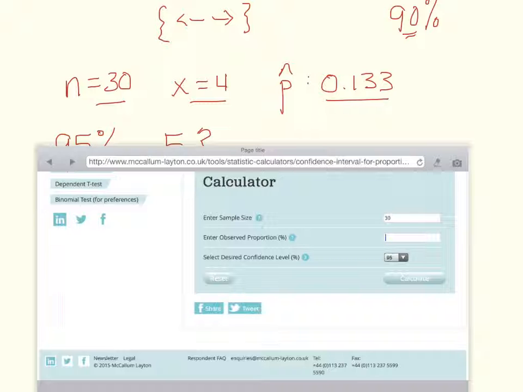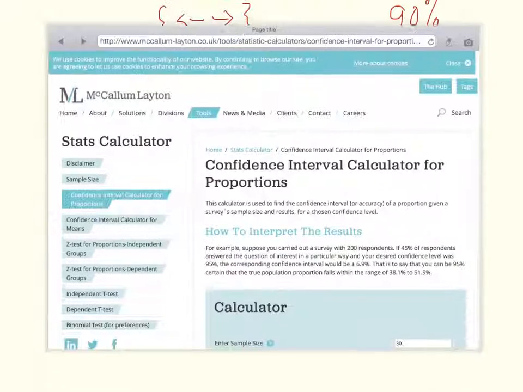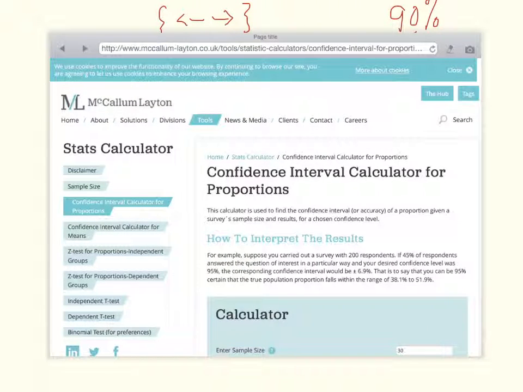To help us build those confidence intervals, we're going to use a website, and I've put it on the Edmodo page so that you don't have to type in that big, long website. So you can get to it from the Edmodo page. It's a statistical calculator in which we enter the sample size and the observed proportion, and then we get to pick the confidence level we want.